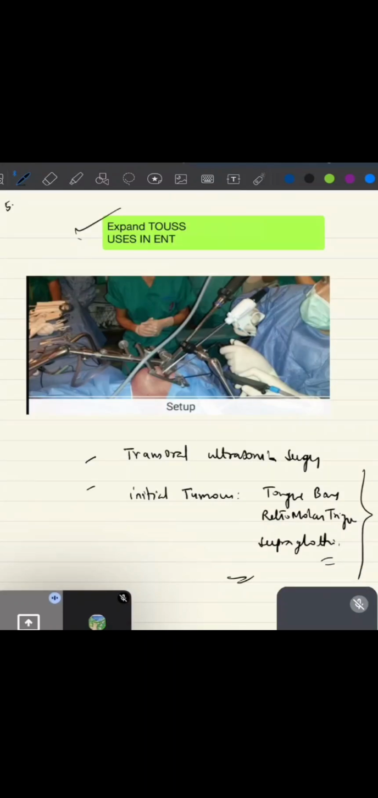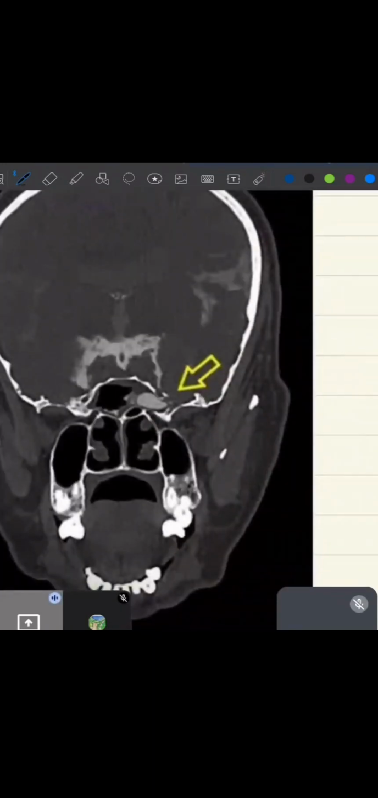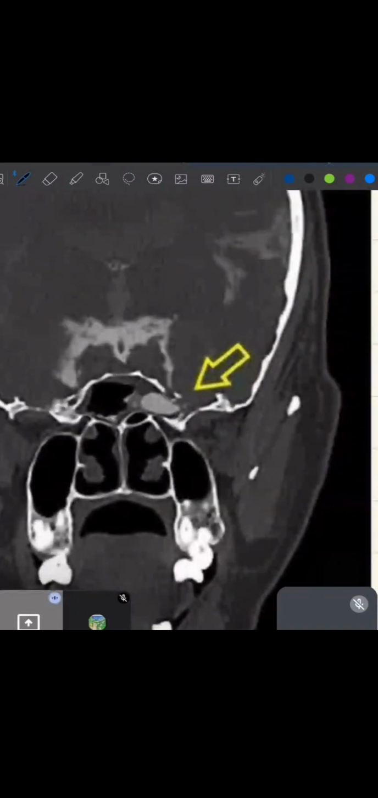Remember the image of the setup. This is the FK retractor which they are using. So multiple retractors will come across your way and they'll keep on pressurizing you. Now this is again, I'll enlarge it. They're asking what is this yellow arrow pointing at.